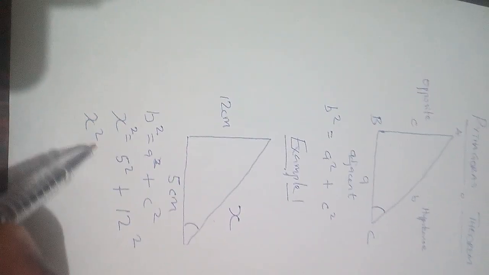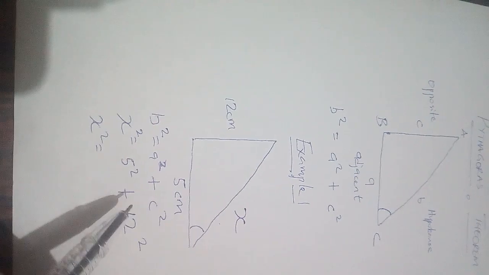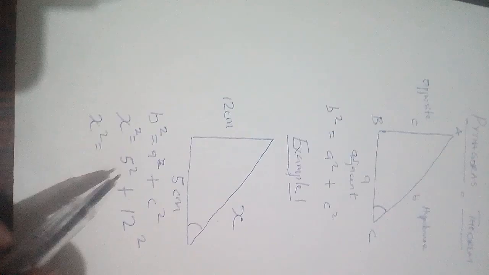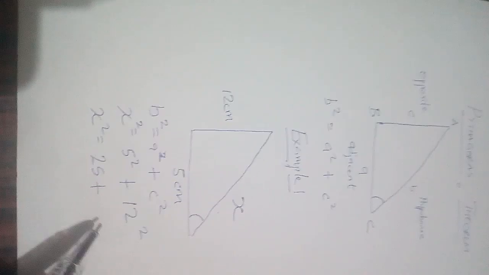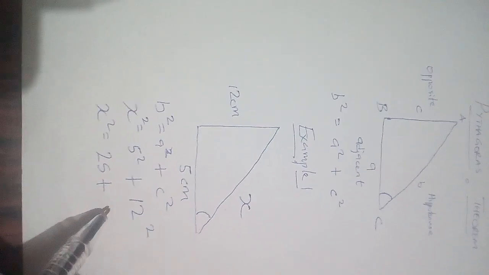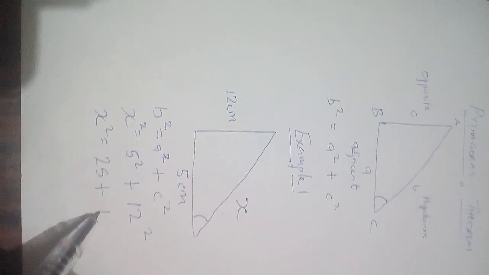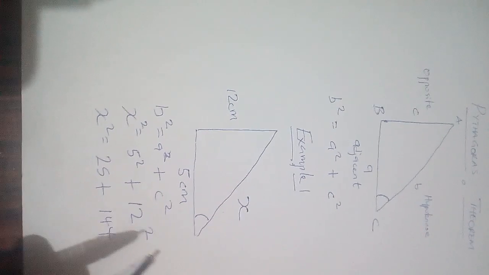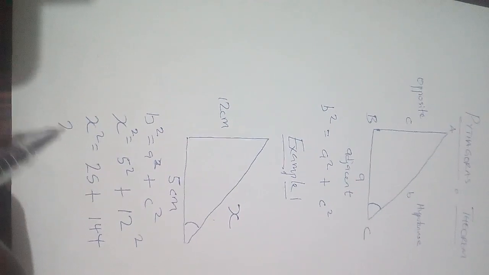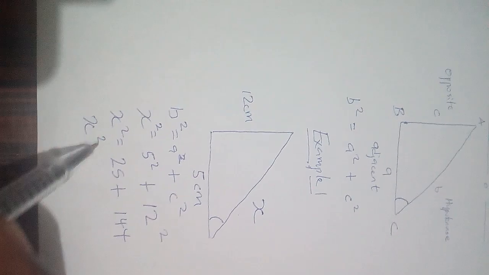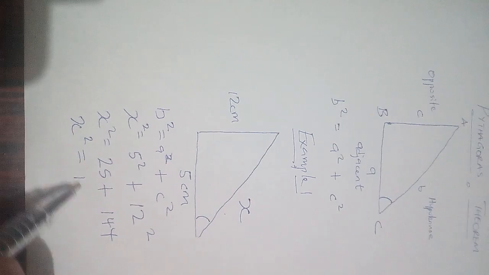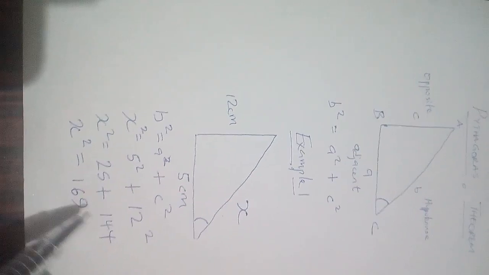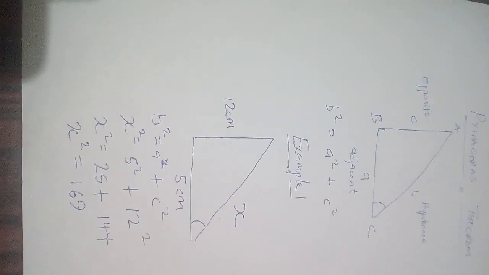Okay. So x square will be 5 square, which is 5 times 5, which is 25, plus 12 square, which is 12 times 12. 12 times 12 is what? 144. Alright, so x square will be equal to the sum of these two, which is 169. Right? How can we get x?